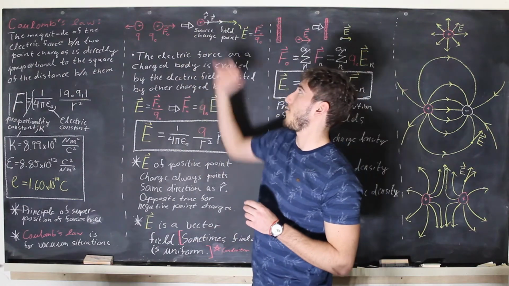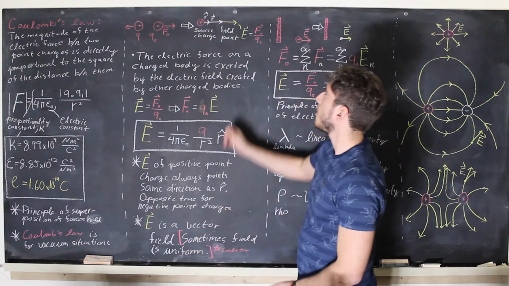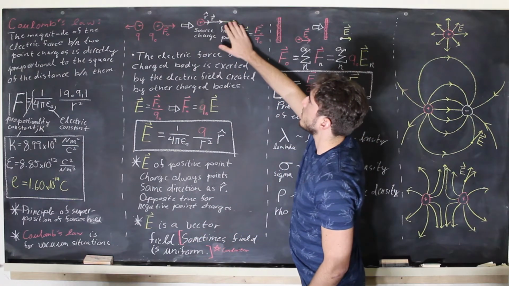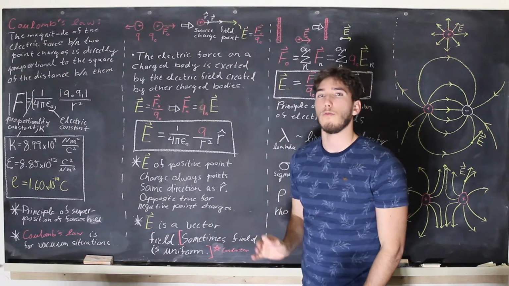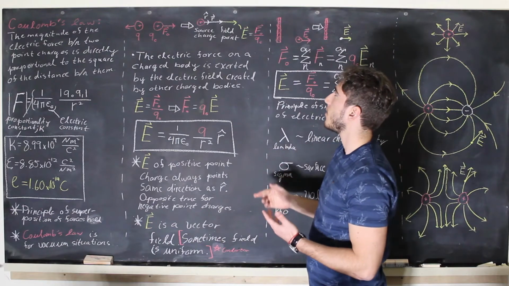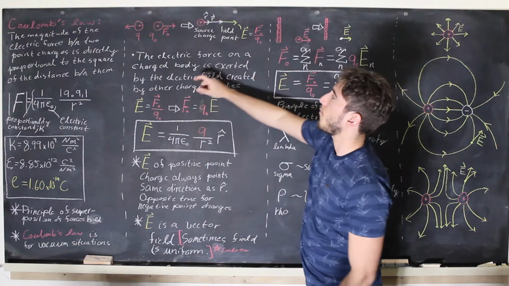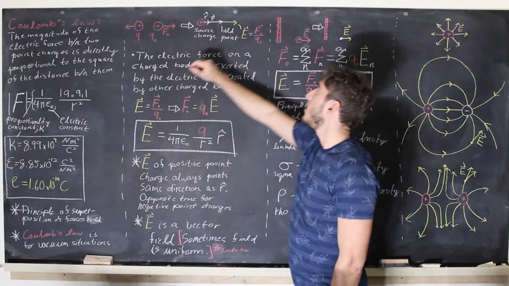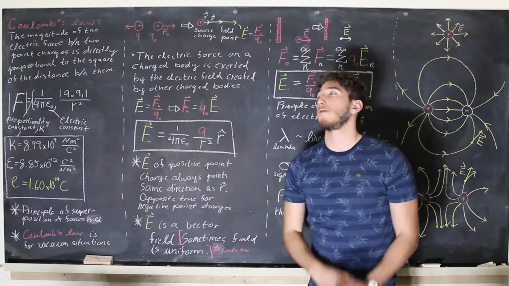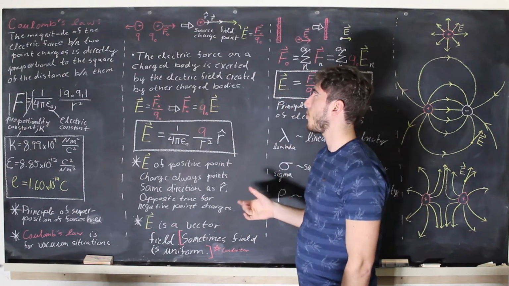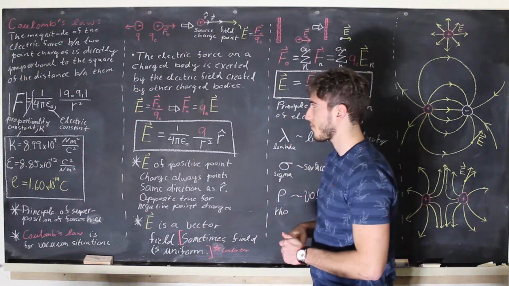exerted F naught. Now, if we remove the second charge, Q naught, the space where that charge was would still have its properties modified. And that's known as an electric field. In other words, it's force naught, or the force that Q exerts on Q naught, divided by Q naught. This is known, again, as electric force. And the electric force on a charged body is exerted by the electric field created by the other charged bodies.